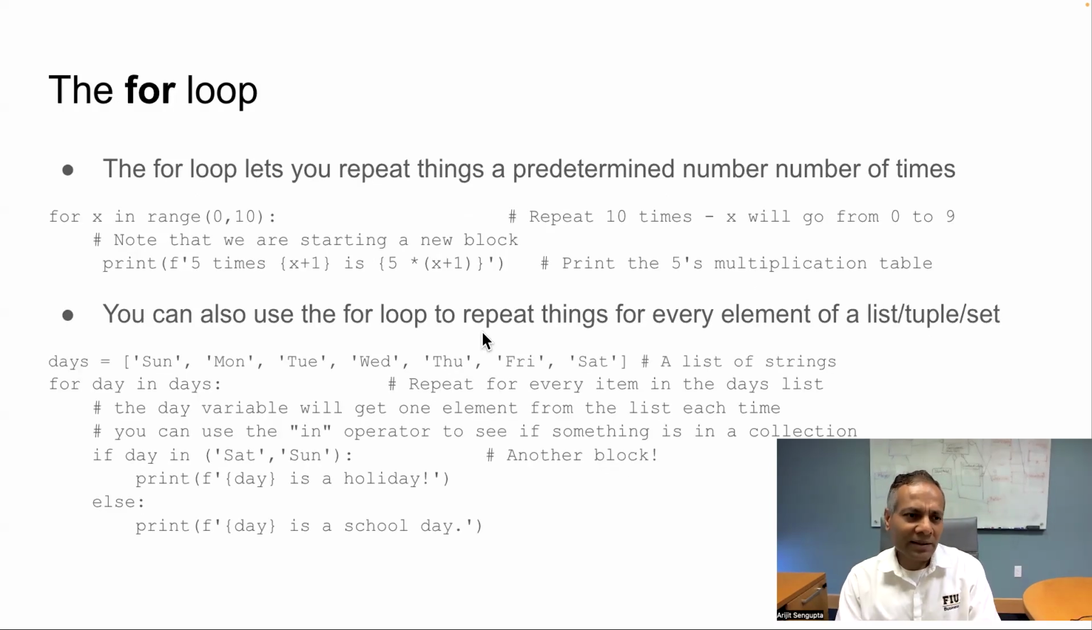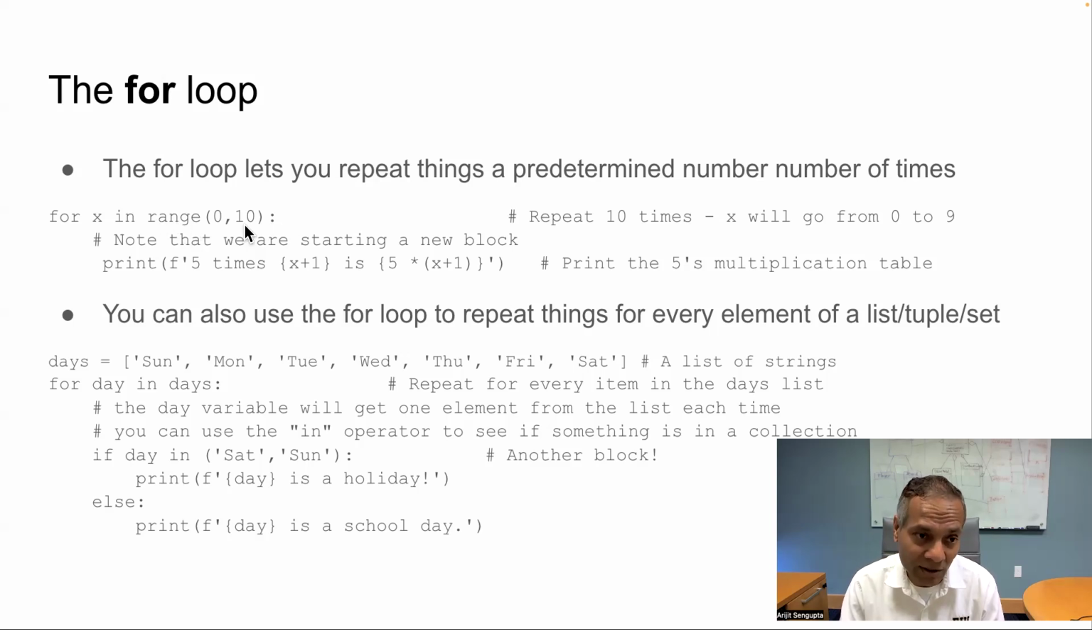Now, let's take a look at the for loop. A for loop, as I said, lets you do things a predetermined number of times. And you typically do that using a range in Python. So for example, you say for some index variable x in range 0, 10. And this gives you a list of values. And those values start with a 0 and end actually at 9.